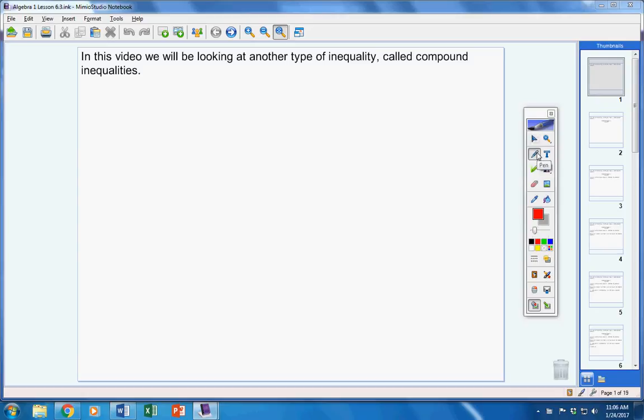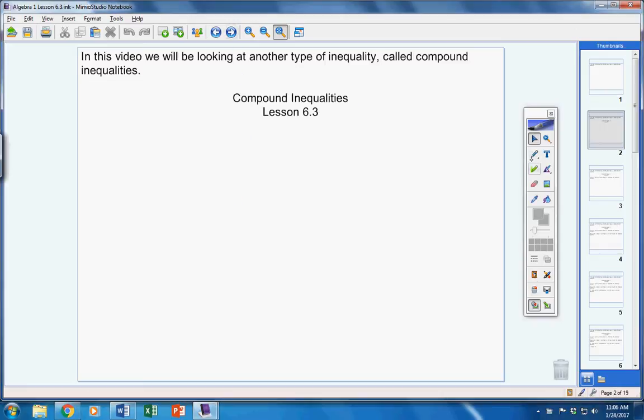Algebra 1 students, in this video today we will be looking at another type of inequality, and it is called compound inequalities. Okay, so let's jump right into this. Please copy down your heading for today and be sure and include today's date. Your heading is Compound Inequalities, Lesson 6.3, and be sure and include today's date so that your notes are organized. Alright, here we go.